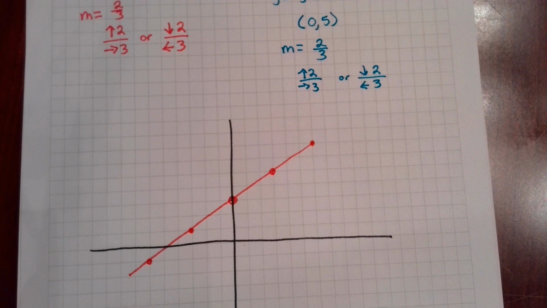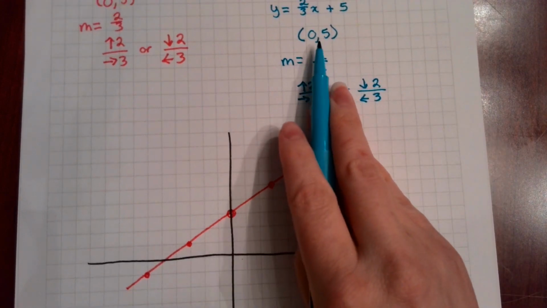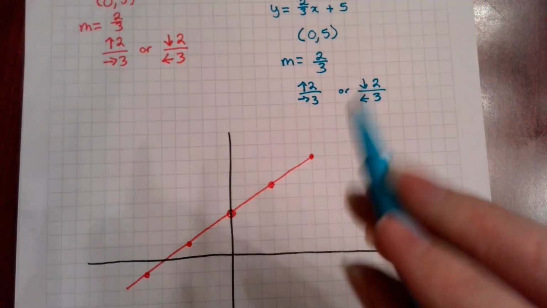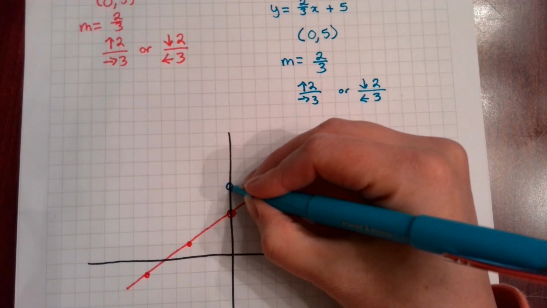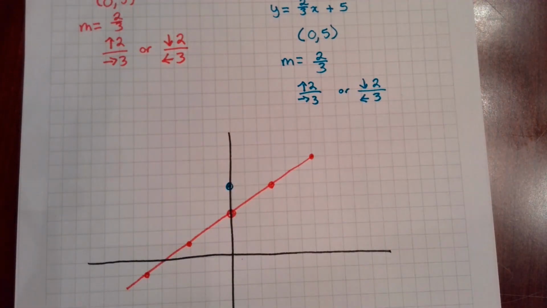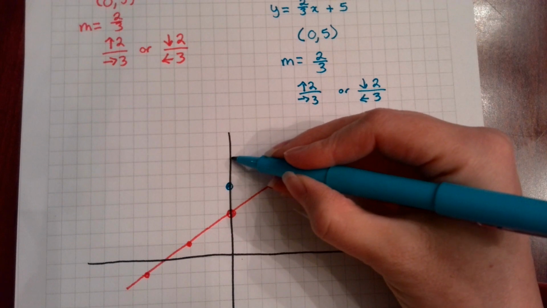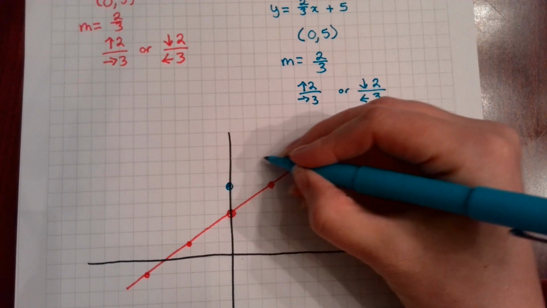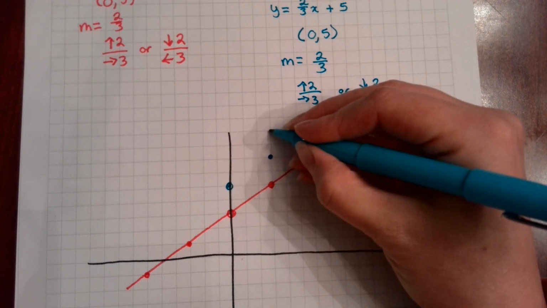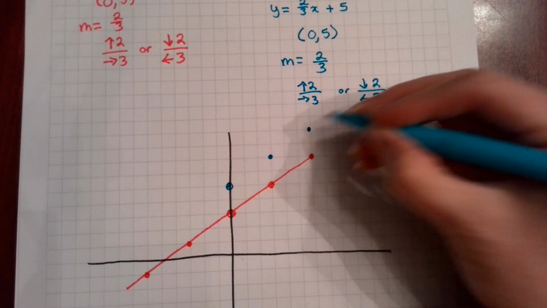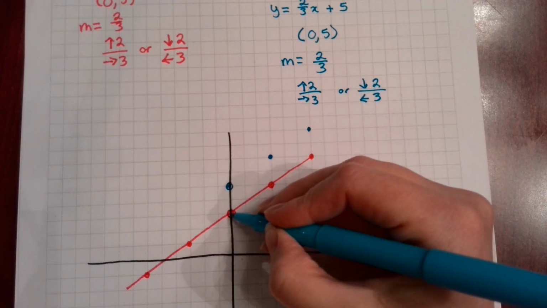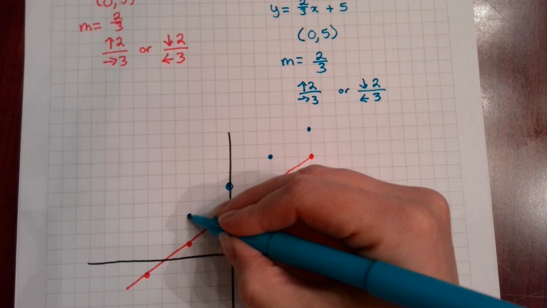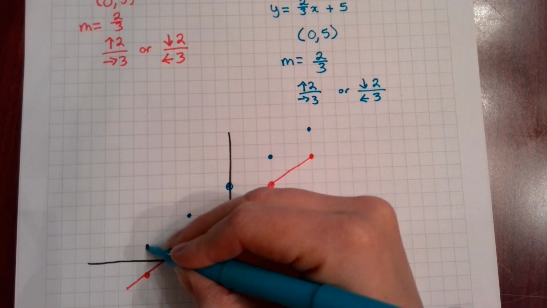All right, for my blue, the y-intercept is at (0, 5), which is located right here. But again, I'm going to go up 2 and to the right 3, up 2 to the right 3, or down 2 to the left 3, down 2 to the left 3.